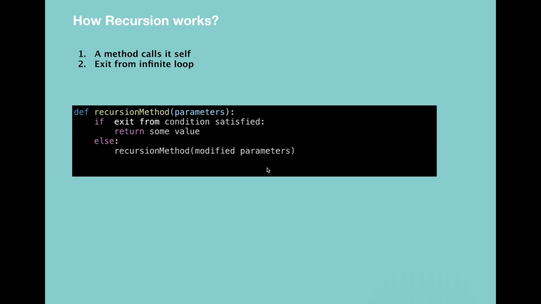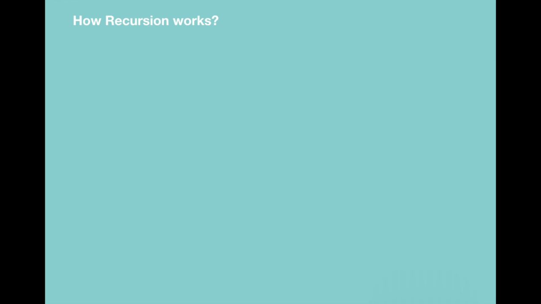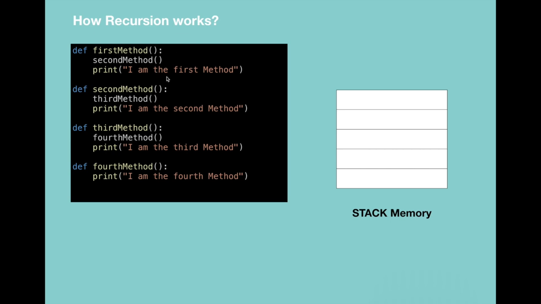Before explaining how recursion works internally, let's look at how a normal method works internally. Let's imagine we have 4 different functions, and each of these functions calls one another. The first method calls the second method, then prints out that I am the first method. The second method calls the third one, and then prints out I am the second method. The third method conveniently calls the fourth method, then again prints out that I am the third method. And finally, the fourth method prints out I am the fourth method without calling any method.